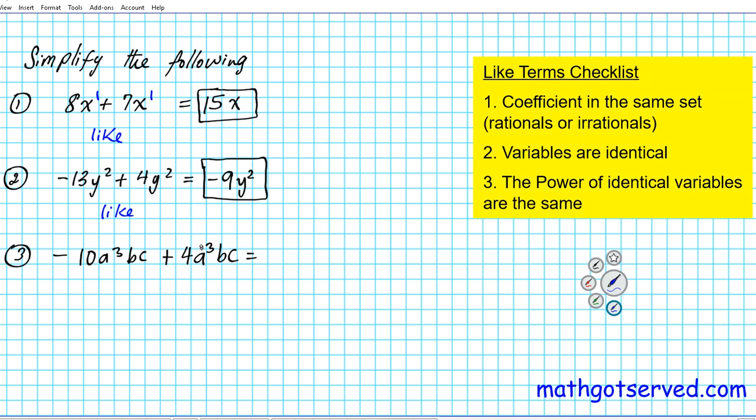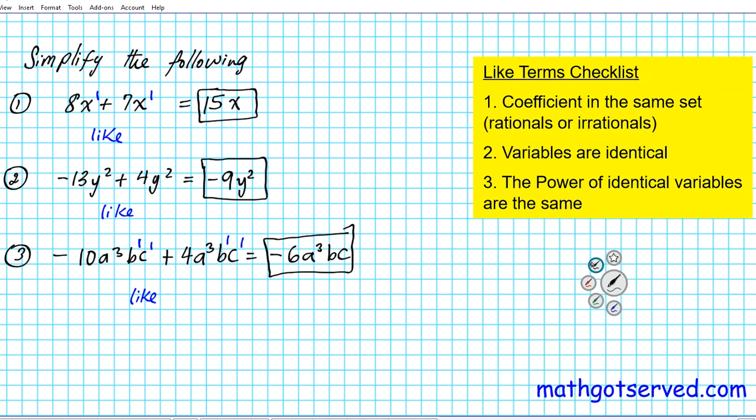For the A's, we have 3 and 3. For the B's, we have the invisible variable power 1 and 1, the same. And then for C, the invisible power 1 and 1. Okay, so since the coefficients are in the same set, rationals, the variables are identical and the same power, they are like terms. What does that mean? We can combine. Combine the coefficients, bring down the variables. Negative 10 plus 4 is negative 6. And then bring down the variable a to the third bc. Okay, that goes the answer to question number 3.